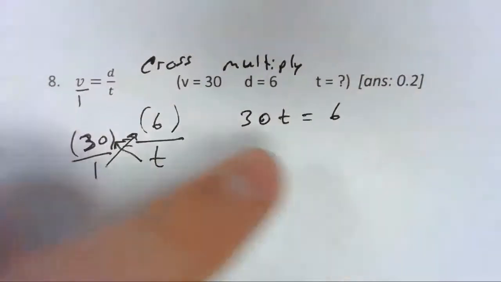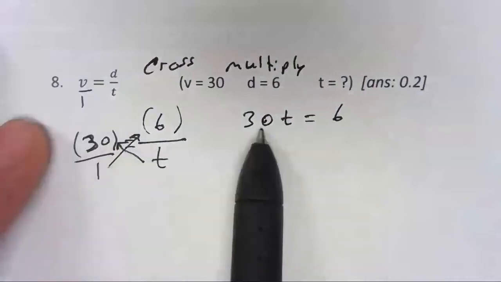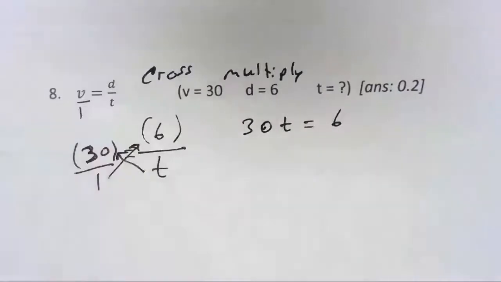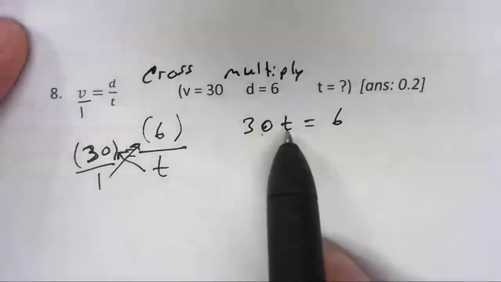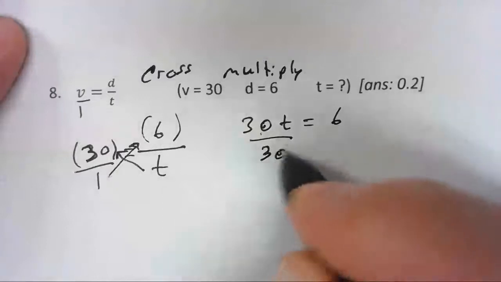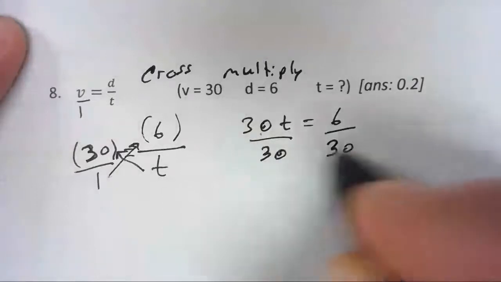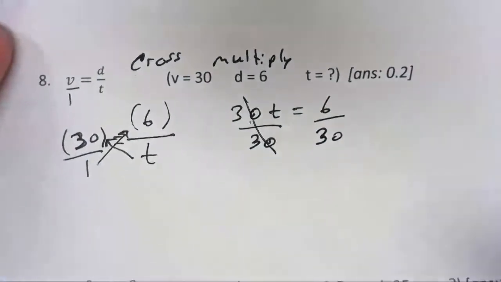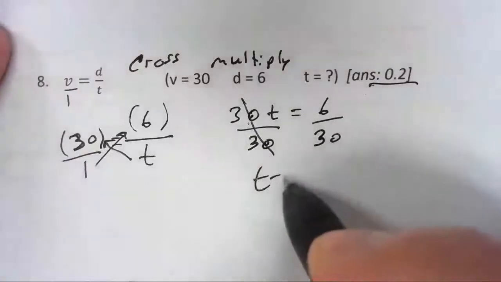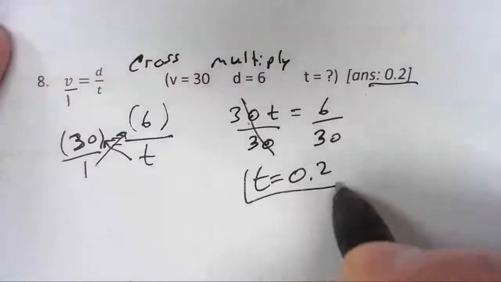This equation is equivalent to this one. Notice if we divide by 30 here, divide by t, we end up with the same thing we had before. So now we just got to solve this. Divide by the number next to the variable we're solving for, because they're multiplied, so we're going to divide. That gets rid of the 30 on this side. 6 divided by 30 is what we're going to do, and that happens to be 0.2, and that is our answer.